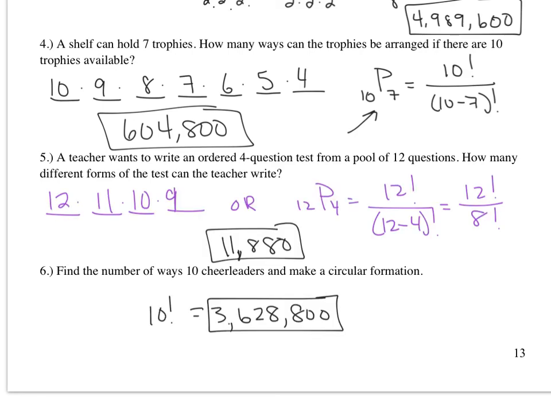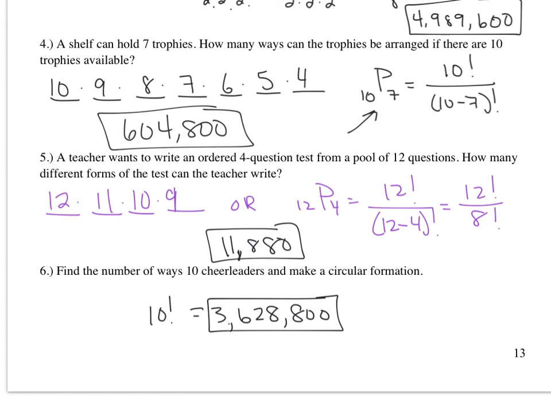So for number 5, I did it both ways. I just did the fundamental counting principle. So you had 12 for the first question, 11, 10, and 9. And then I used my formula. N was how many questions we had in the pool, and we were choosing 4 of them for this test. So then I did 12 factorial divided by 12 minus 4 factorial. And again, it turns out to be the same answer of 11,880.